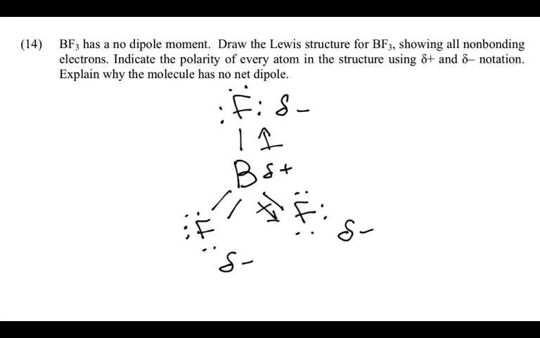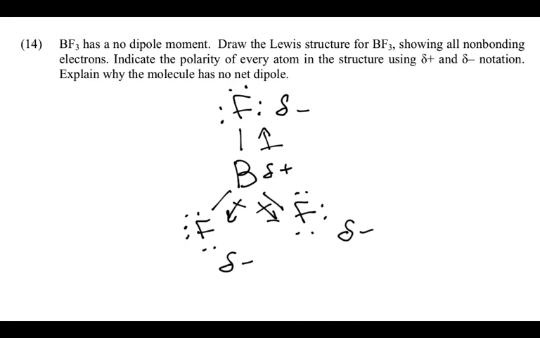Perfect. So these are the individual bond dipoles, right? And now you see that, what's the geometry on the boron here? It's trigonal planar, that's right. Why? Trigonal planar. Very good. So why?